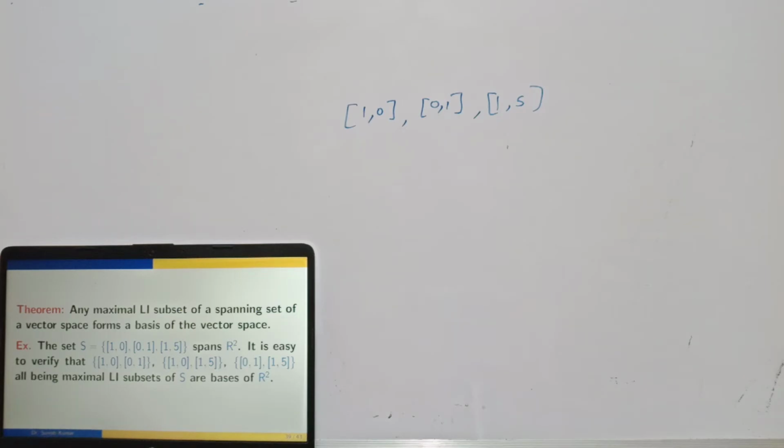So with these 2 vectors it is a basis. In the same way you can consider these 2 vectors or these 2. All these are maximal linearly independent subsets of S. So these are bases of R2.